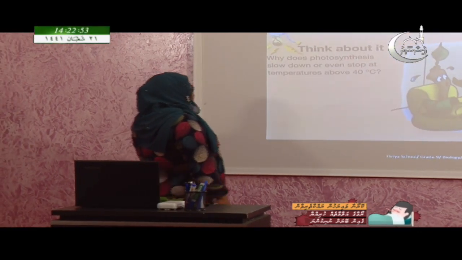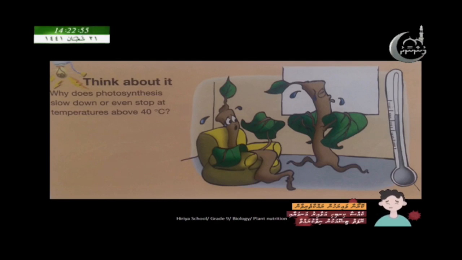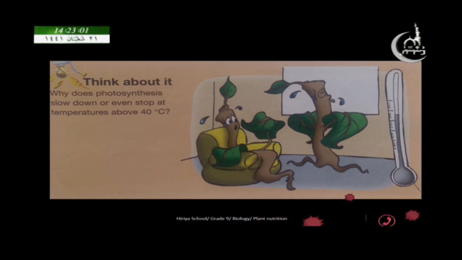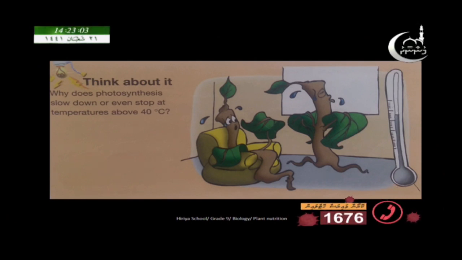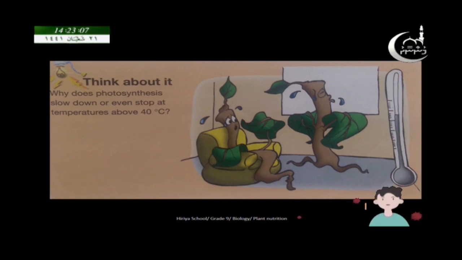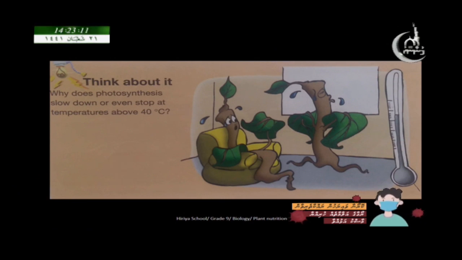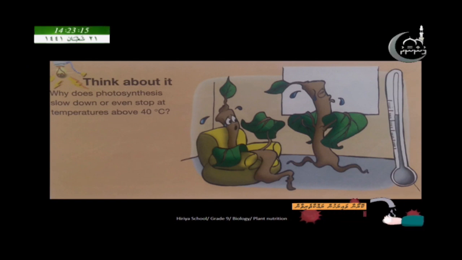Now, think about it. Why does photosynthesis slow down or even stop at temperatures above 40 degrees? This is a time for you to think. It is simple, because photosynthesis is an enzymatic reaction. At 40 degrees, the enzymes get denatured. So, enzymes can no longer work. Therefore, it can decrease or it can even stop.